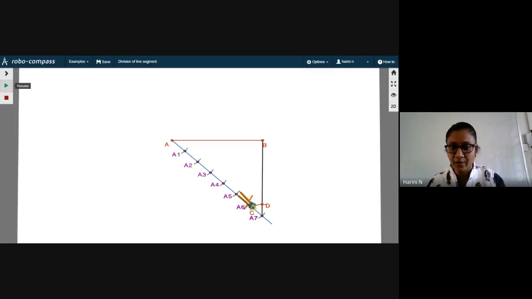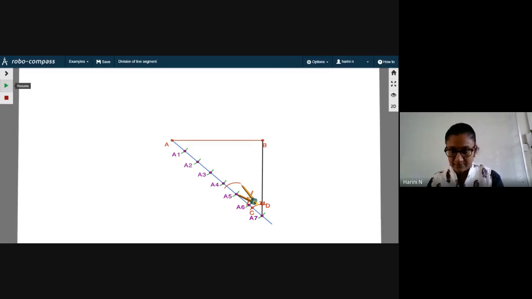Now what did I say? You have to take your compass without changing the radius. Keep it at A5 and cut the arc. See, it is cutting the arc with the same radius. Do that. Without changing the radius in your compass, keep the compass at A5 and cut an arc.